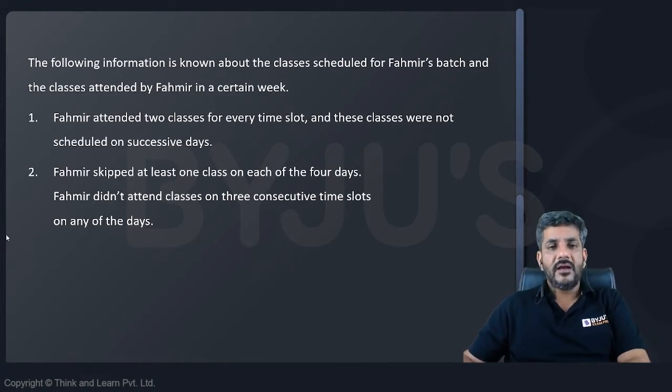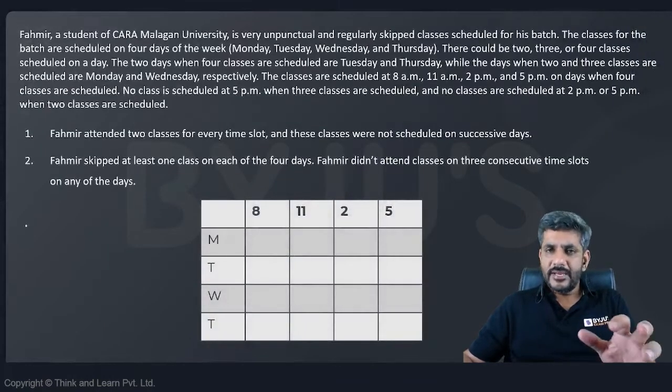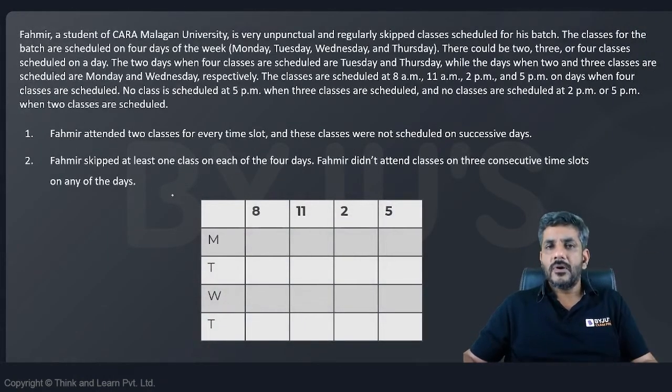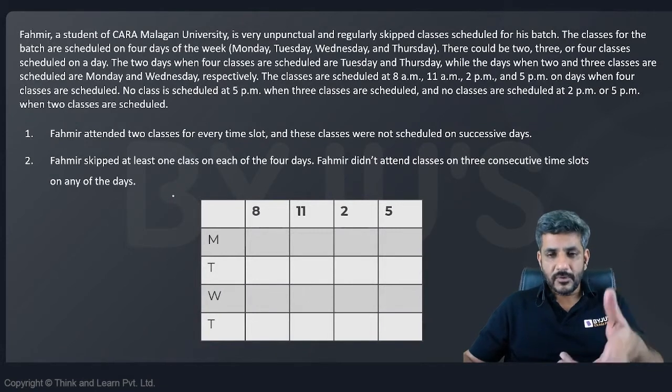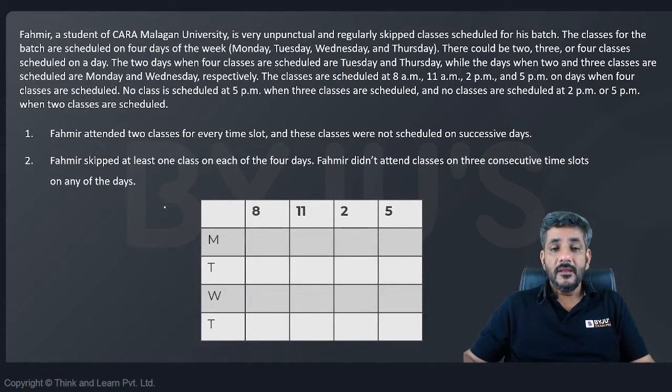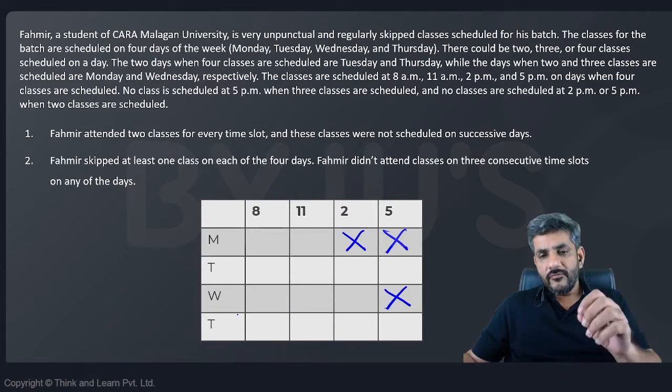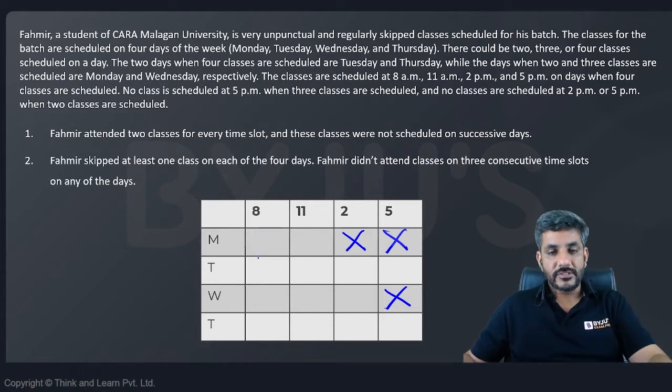So what I have done, I have written all this information on the next page. Of course, the first information would be in a smaller font because I had to write it on a single page. So what am I going to do here? First of all, I know that on Monday there were only 2 classes. So there were no classes at 2 p.m. and 5 p.m. On Wednesday there were 3 classes. So no classes at 5 p.m. On the other 2 days we had 4 classes each. So on Tuesday and Thursday there would be 4 classes. That means on all 4 slots.